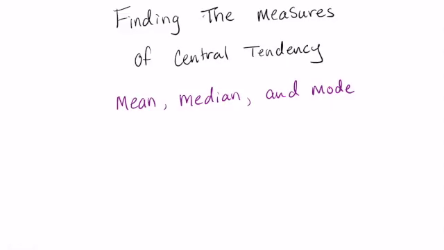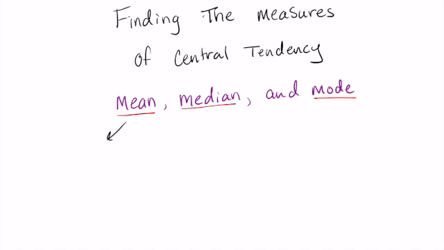What's going on, everybody? In this video, we're going to talk about finding the measures of central tendency. And quite simply, all the measures of central tendency, or another way we could say is the measures of center, are our mean, our median, and our mode. Before we jump into our examples, what I really want to do is talk about what each one of these are and how we find them.